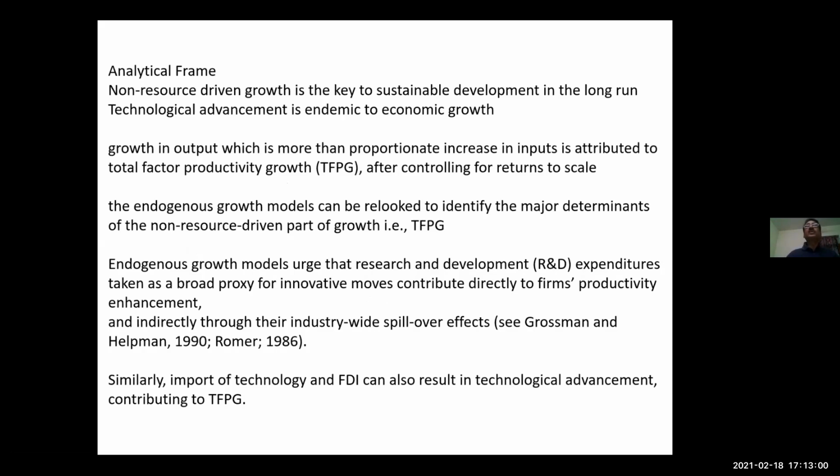Now, I thought, let me highlight this analytical frame when we are in the backdrop of economic growth.